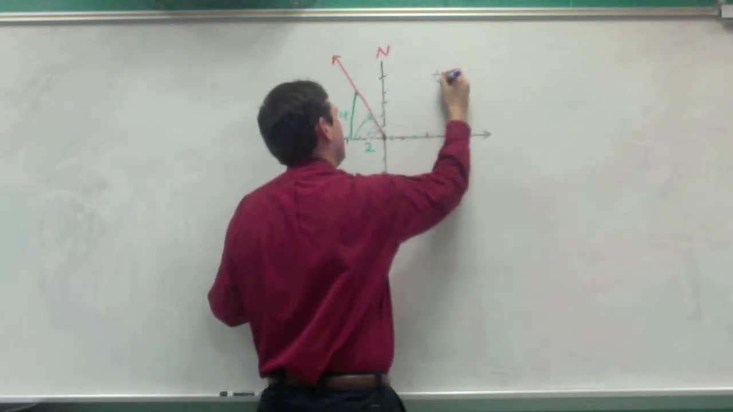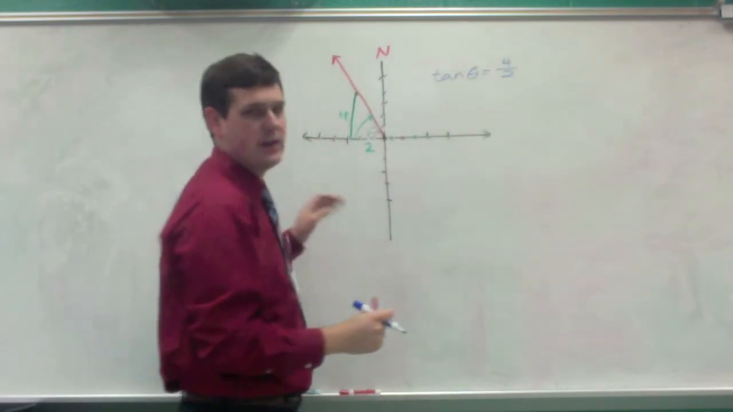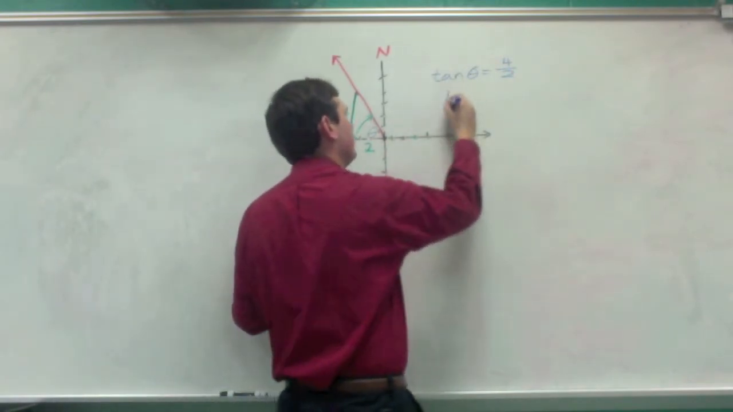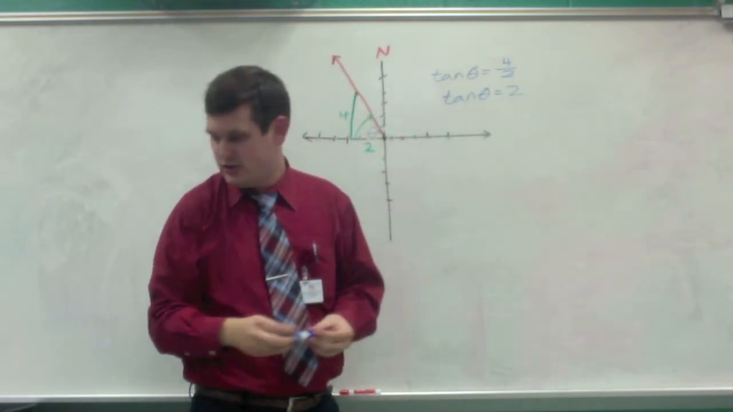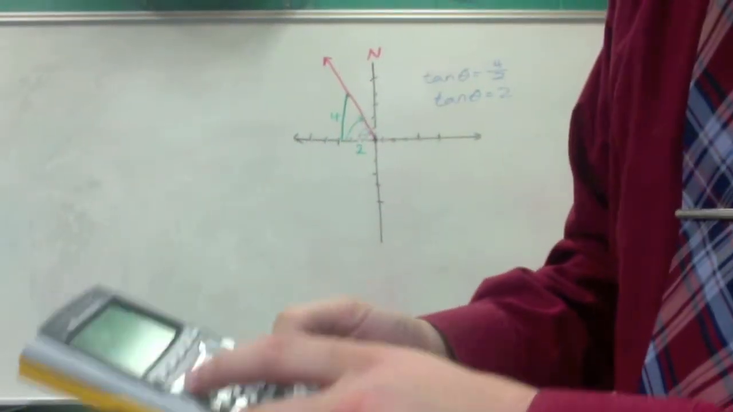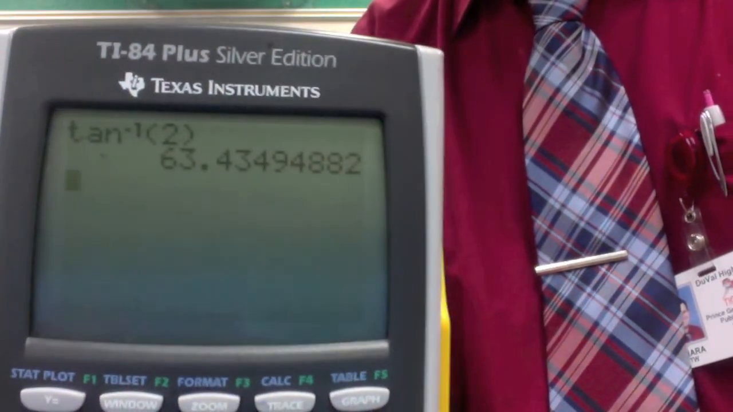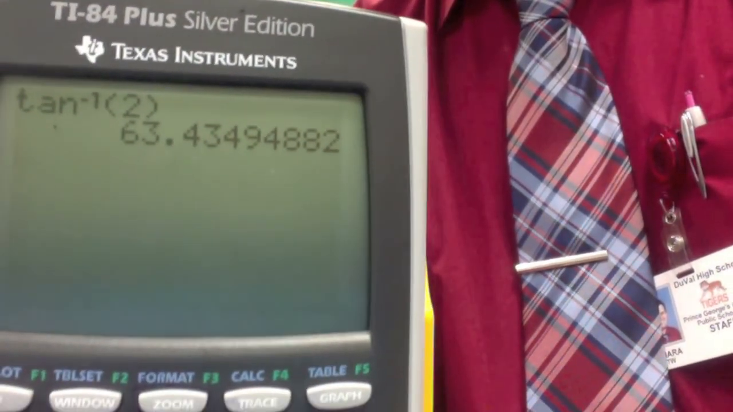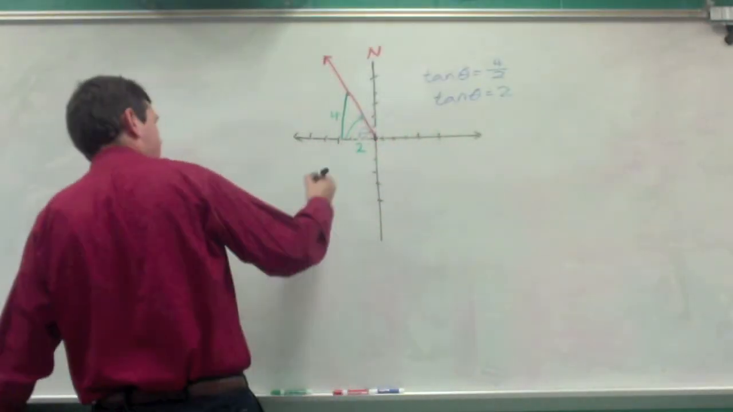So the tangent of theta equals 4 over 2. Well, 4 over 2, that's easy enough. 4 over 2 is 2. So now we just have to use inverse tangent of 2. That's 63.43 degrees. So 63.43 degrees is this angle.